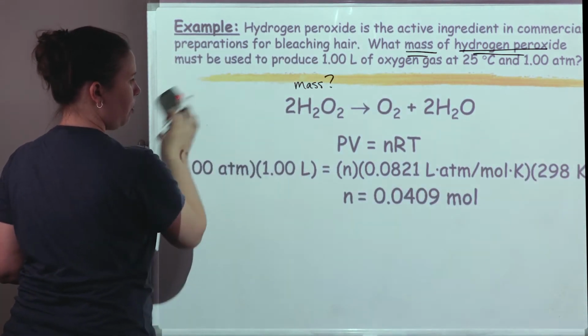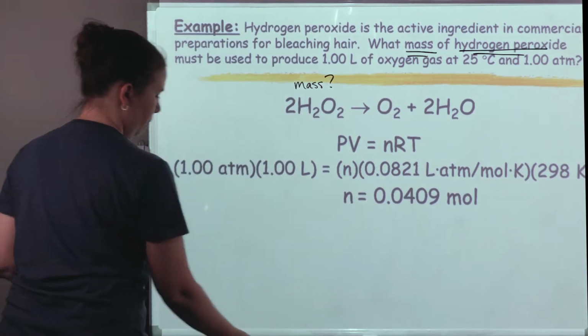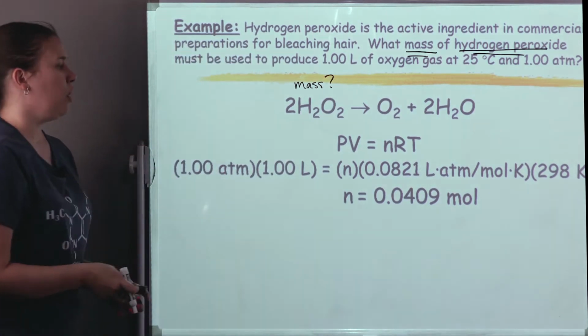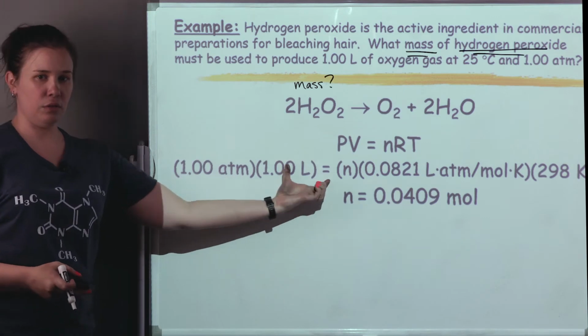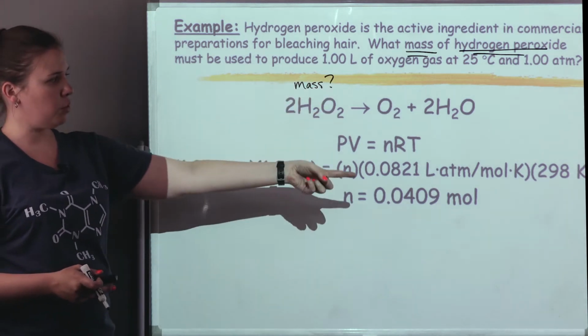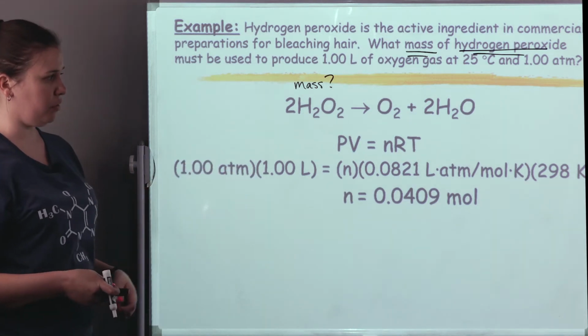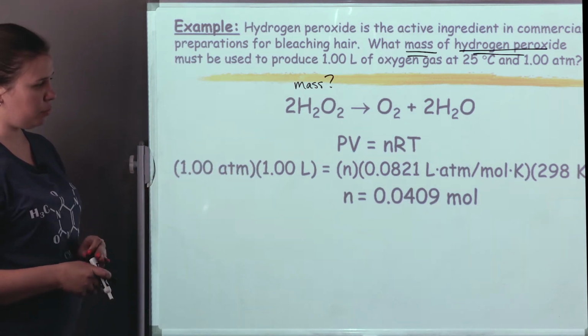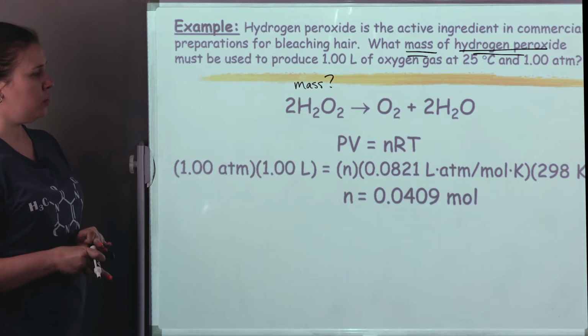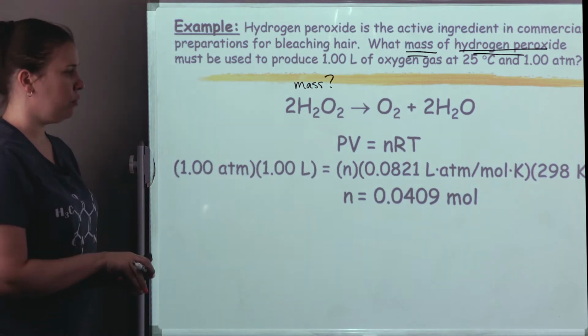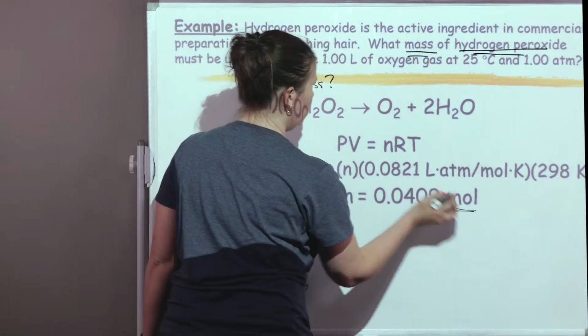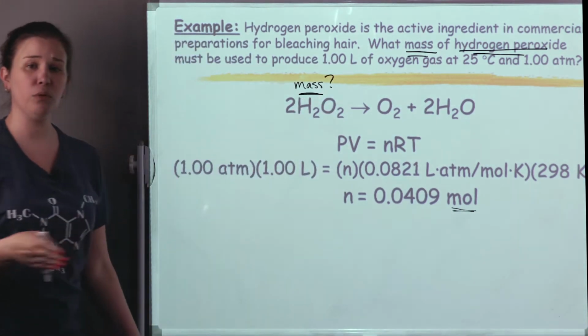So we should get 0.0409 moles. We are using 3 sig figs. Notice the 0.00 on each of these. And then when you convert 25, adding 273, that becomes 3 significant figures for your temperature. So yes, 0.0409 moles. So how do we go from mole to mass? How do we go from mole to gram?